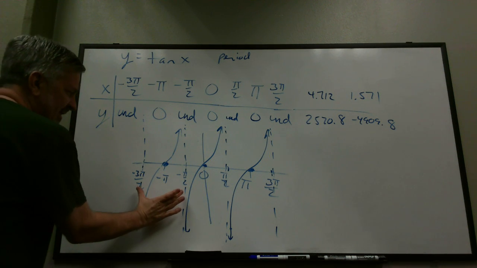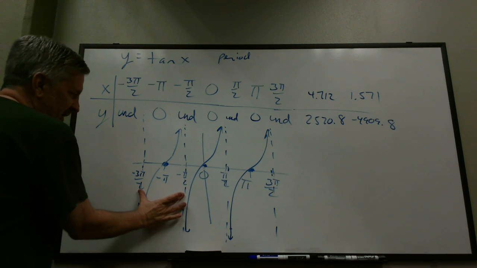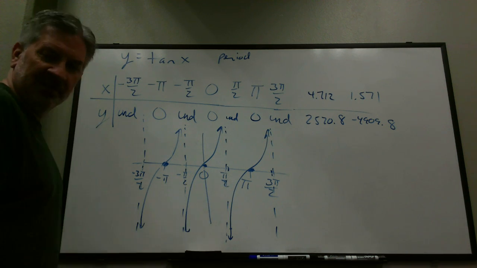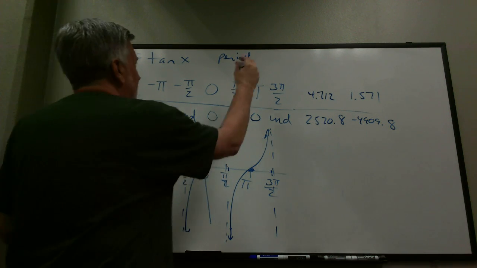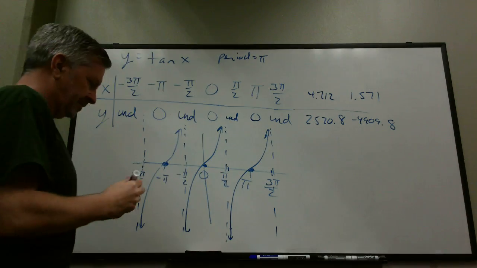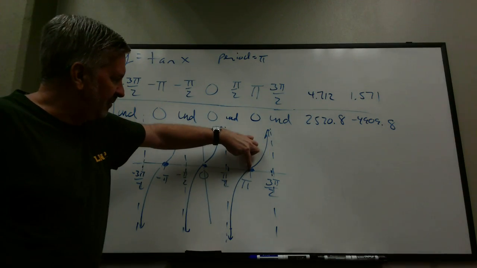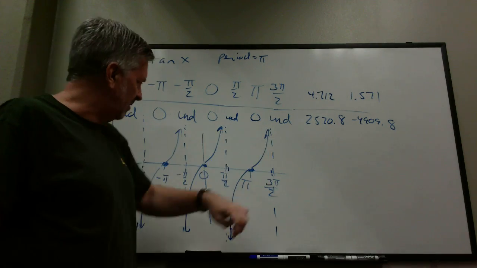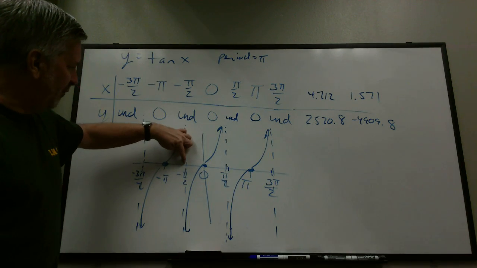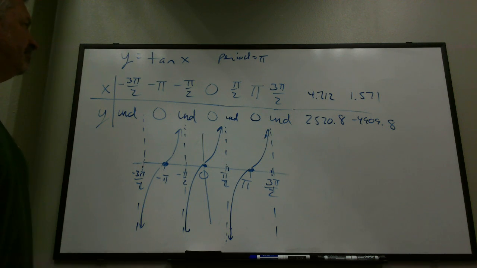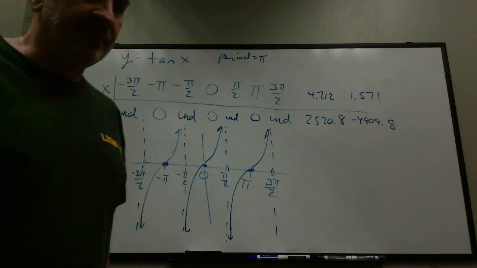So the smallest distance is from asymptote to asymptote, and how far is that? Well, from minus pi over 2 to pi over 2 is a total distance of pi. So the period of the tangent graph is pi. If you're at a 0, move over pi, you're at another 0. Move over pi, you're at another 0. If you're at a vertical asymptote, move over pi, you're at a vertical asymptote. Move over pi, you're at a vertical asymptote. Okay, so the period of the tangent graph is pi.